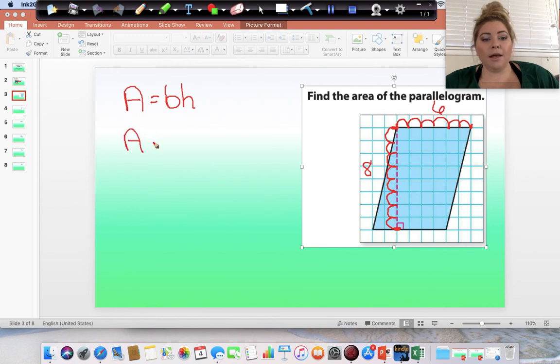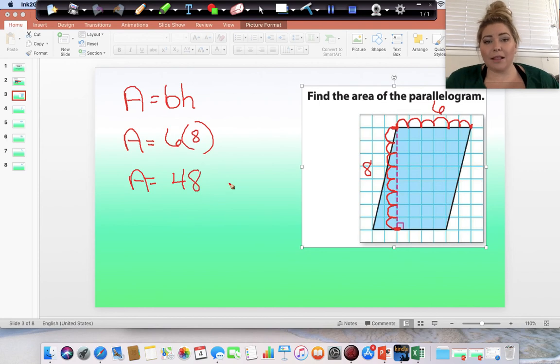So our area is equal to, our base is 6, and our height is 8. You could have counted the base on the bottom as well. You will get the same answer though. This base is also 6. So this is 6, or the bottom is 6. Either way. So then our area for this parallelogram is 6 times 8, which is 48.